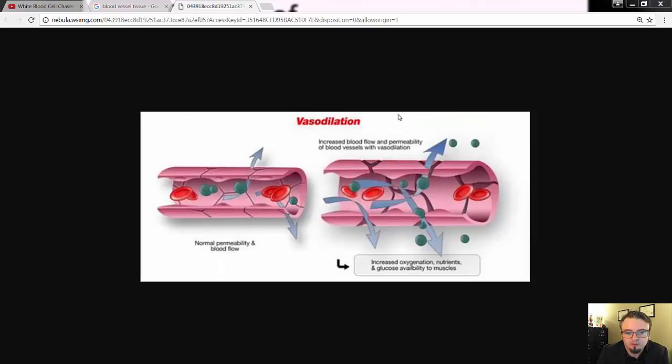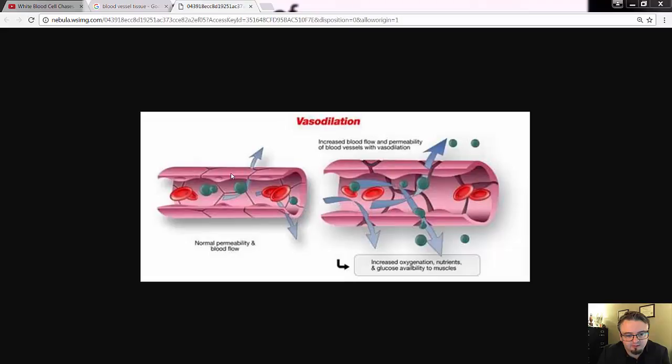So here's a figure off the web showing what this might look like. Under normal circumstances, the cells that make up the blood vessels are relatively tight and they form a relatively watertight seal. But the vessels themselves are not exactly like a hose. They're not watertight. They do have an ability to leak, and that ability to leak can be exacerbated during vasodilation.